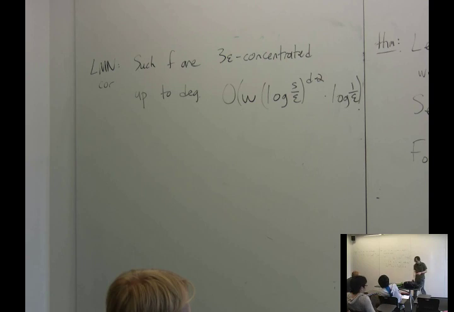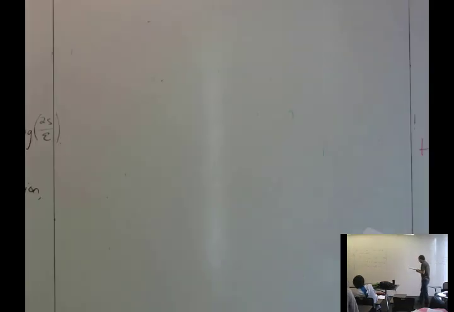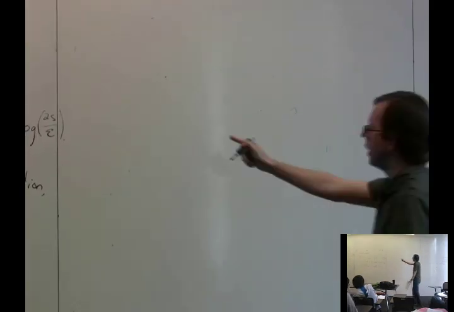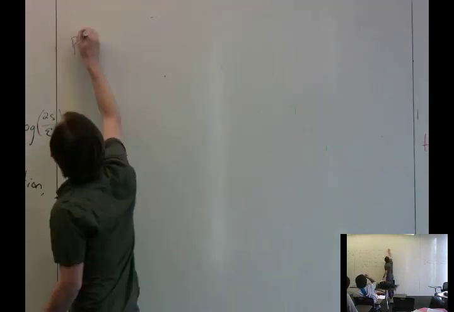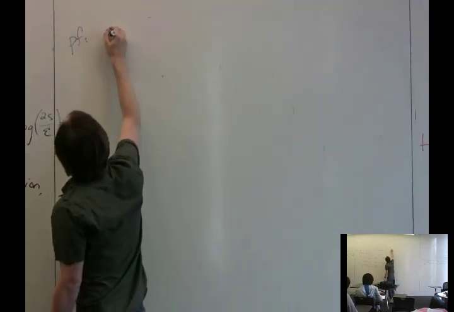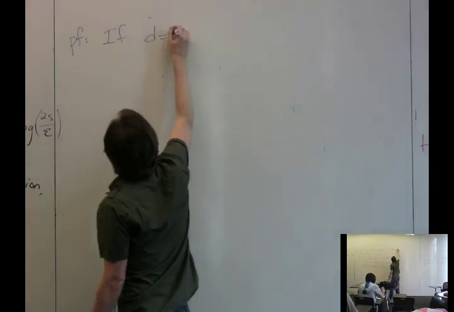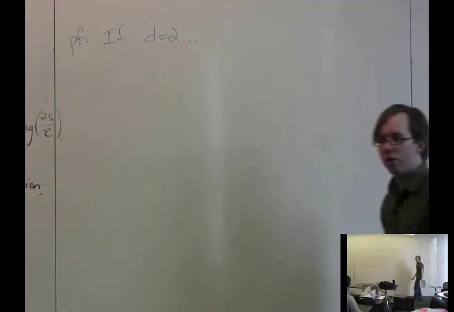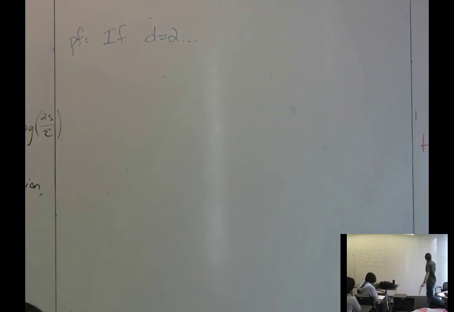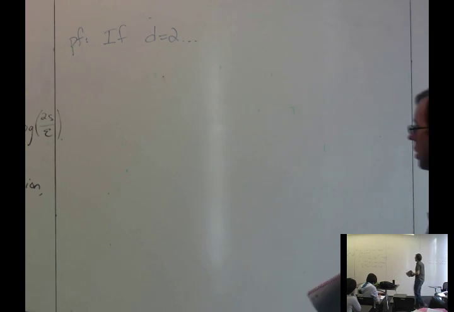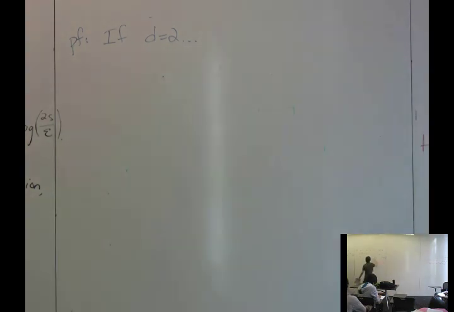OK, so let me redraw the picture. Actually, before I redraw the picture, this is what we need to prove. What will we do if D equals 2? If D is 2, it's just either a CNF or a DNF. I'll give you a hint. This can also be a DNF of CNFs. What I'm saying is, if D is 2, what do we need to prove? We need to prove that if this whole piece goes away, delta is just 1 over 10W.